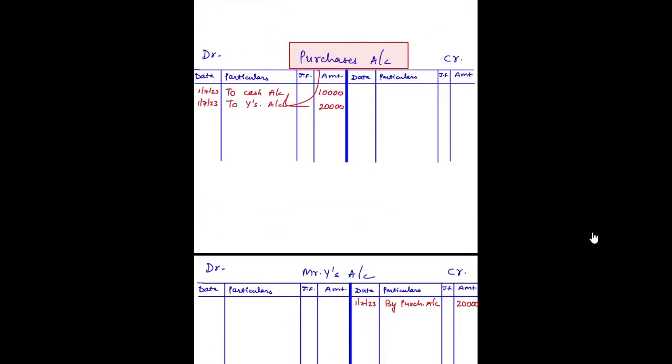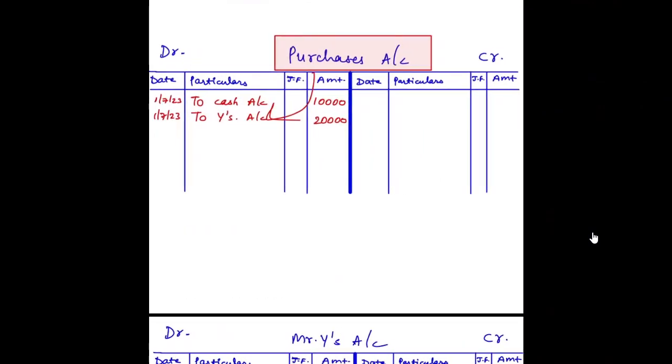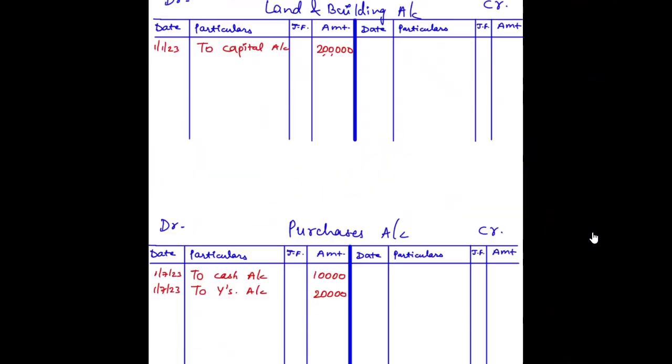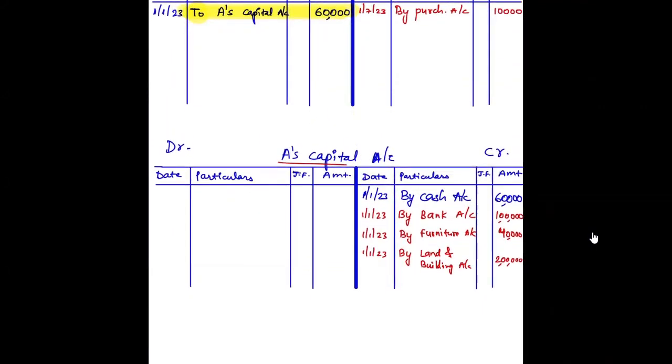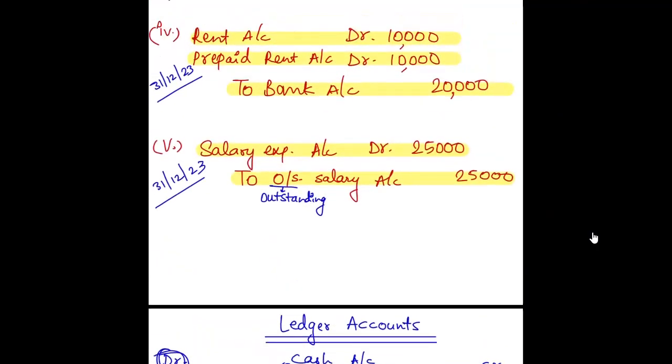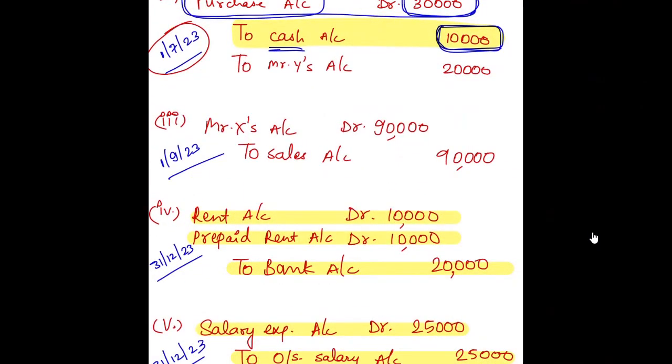Am I clear, everyone? Is there any doubt? If you will not say anything, I will assume that everything is clear to all. Okay. So we have done the journal entry for the second transaction as well. Let's do the third one.